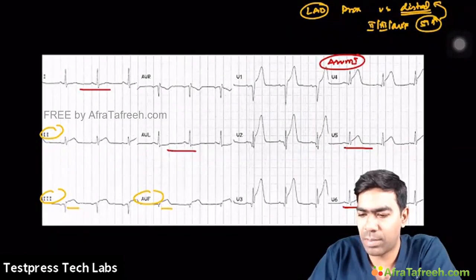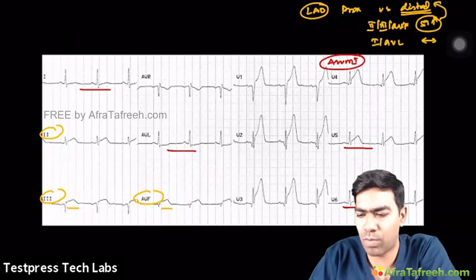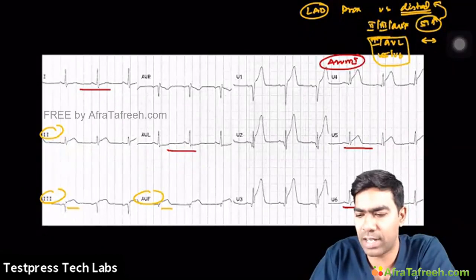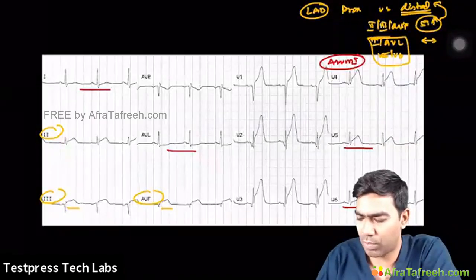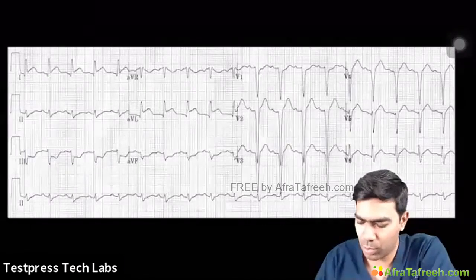And similarly, there will be no involvement of 1 and AVL, V5 and V6. The most lateral portions will not be involved that much in a distal LAD lesion. So typically it will only cause anterior MI. That is typical of a distal LAD lesion, which is very clear, which you have discussed already. And what about this one?